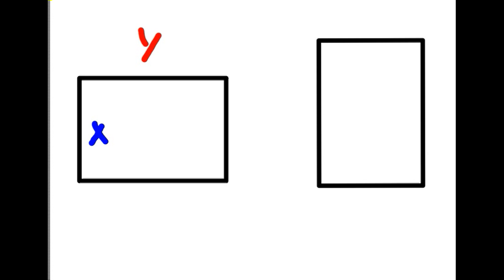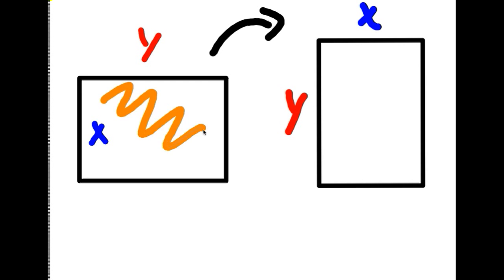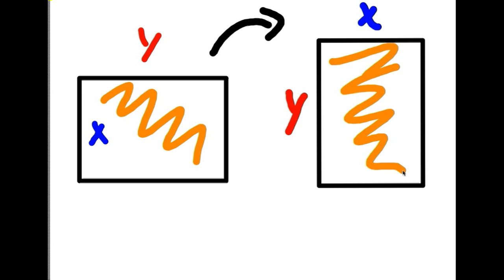Now, if you were to take that rectangle and flip it up, what would happen? It would actually be x units wide and y units tall. Now, what do you guys think? Do you think the area of these are the same? In other words, if you flip the rectangle, would it change how much the area is? The answer is no, it wouldn't.